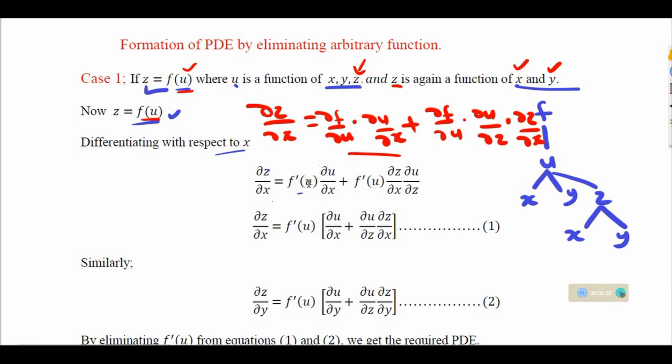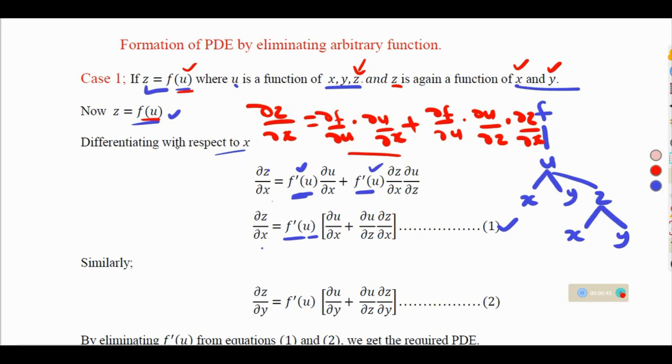So meaning when we put f derivative of u outside the brackets, we realize that f derivative of u is common. So when we put f derivative of u outside the bracket, we shall be having del z del x, which is equal to f derivative of u, then del u del x plus del u del z times del z del x. So that is when we pull out the f derivative of u. So this will be able to give us our equation number 1.